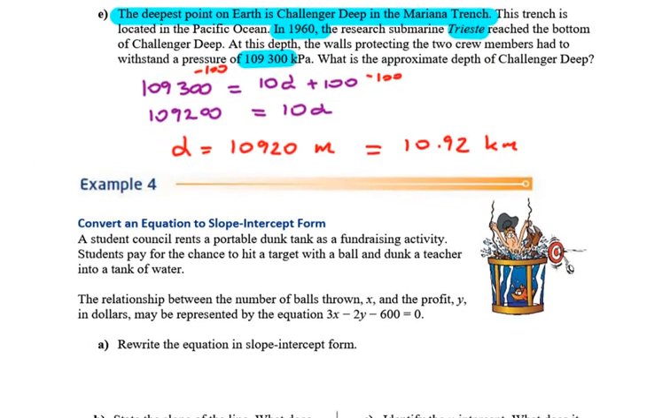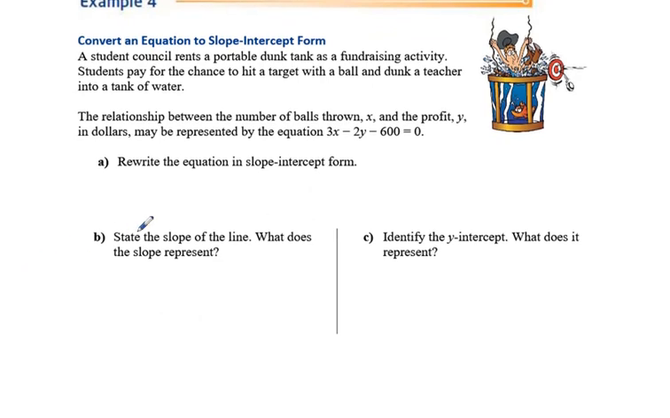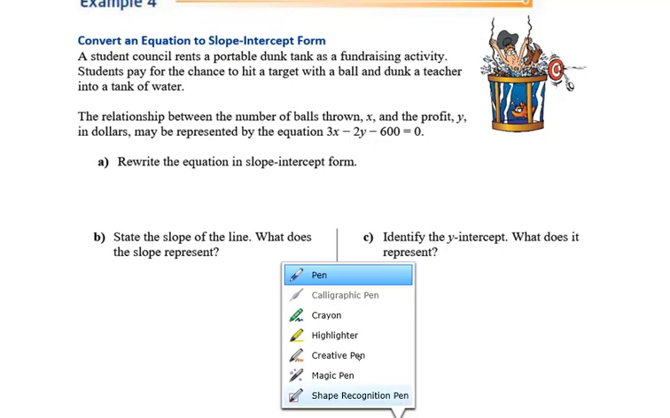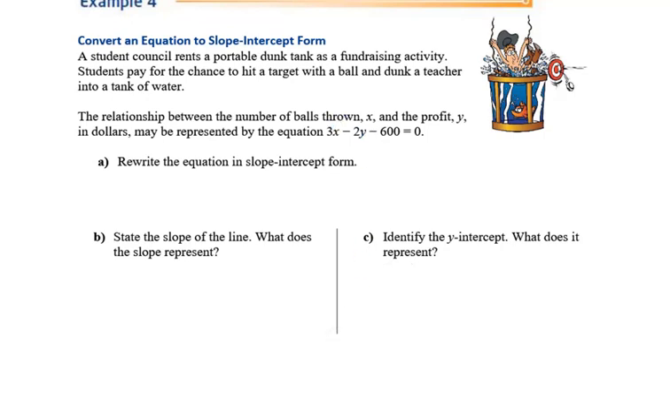Right, so let's look at our last one here. Student Council rents a portable dunk tank as a fundraising activity. Students must pay for the chance to hit a target. You all know what dunk tanks are. We've been given an equation here, but it's in a different form than we've seen before. The relationship between the number of balls thrown, x, and the profit, y, in dollars may be represented by this equation. So x is the number of balls, and y is the profit.